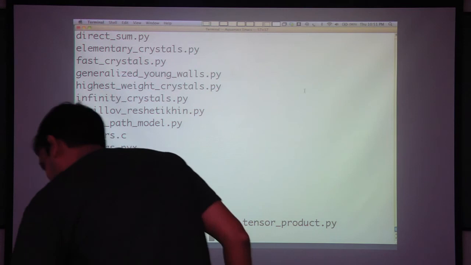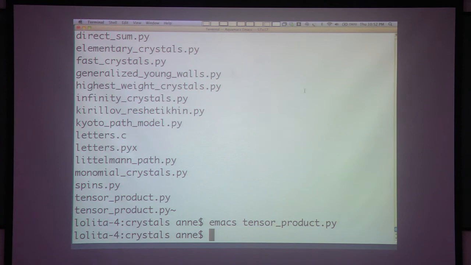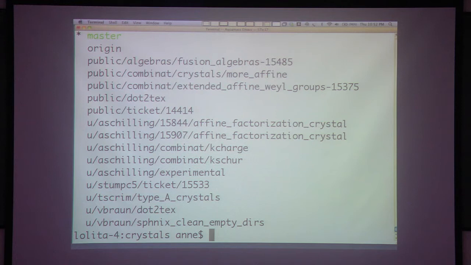And it turns out that if we are unhappy with our changes, we can always revert back to the clean version of Sage. So if I do git branch, Sage always comes with Git installed, then I have lots of different branches here, but there's one called master. So that's our clean version of Sage. Okay, and then there are lots of other things I've been working on.